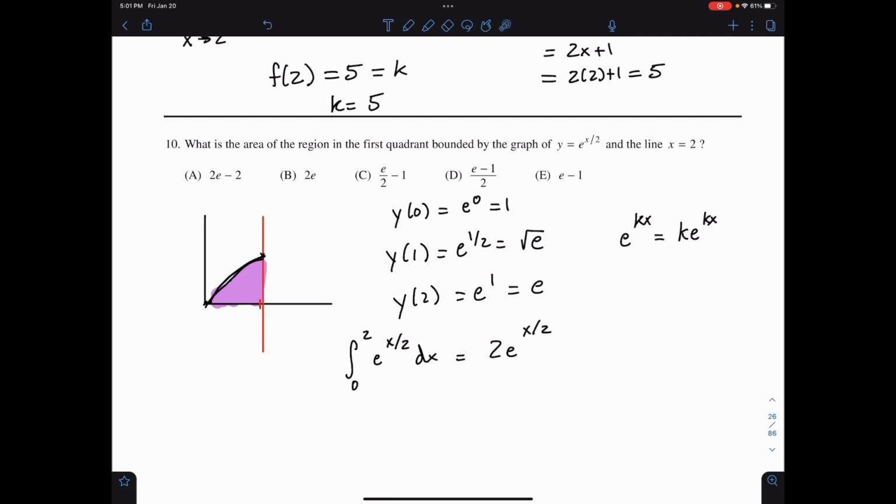And you can test this out by taking the derivative of this, which would be 1/2 times 2e to the x over 2. So we integrate this from 0 to 2, which gives us 2 times e to the 1 minus 2 times e to the 0, which equals 2e minus 2. So the answer is A.